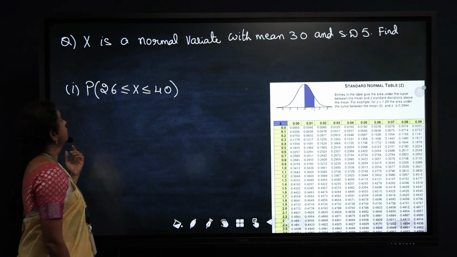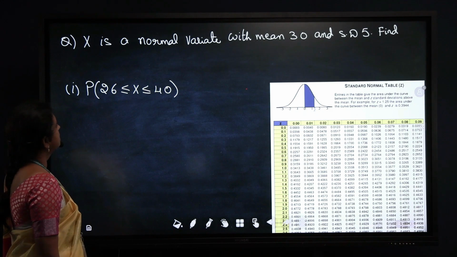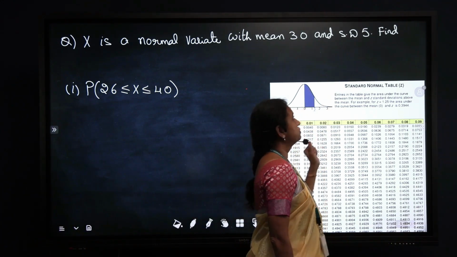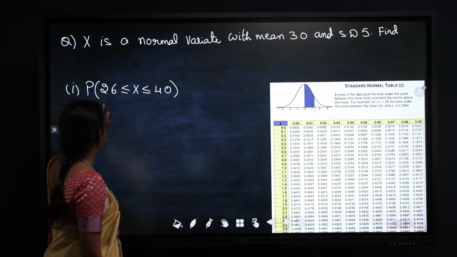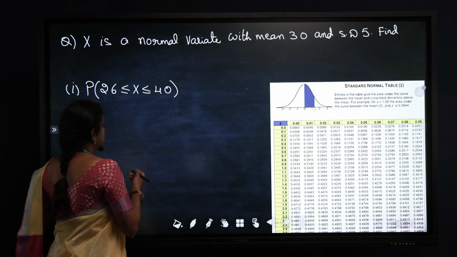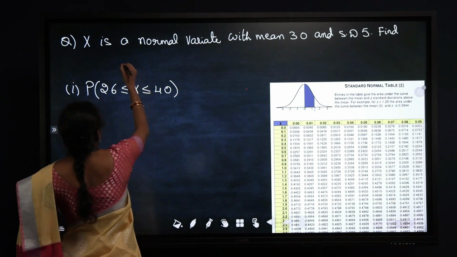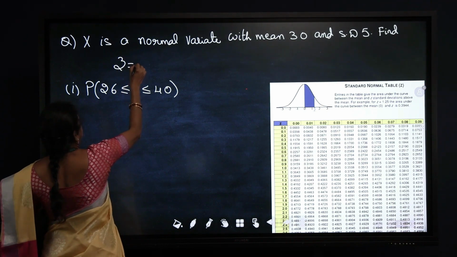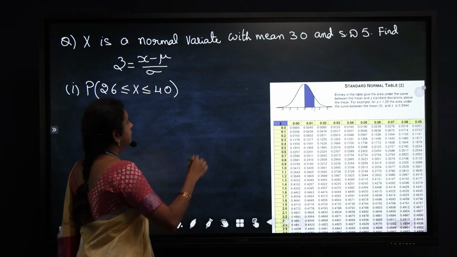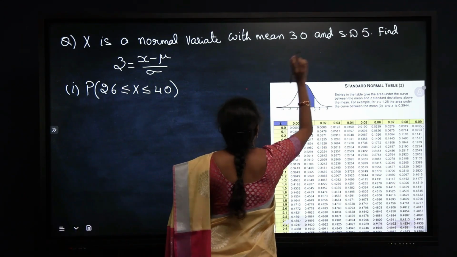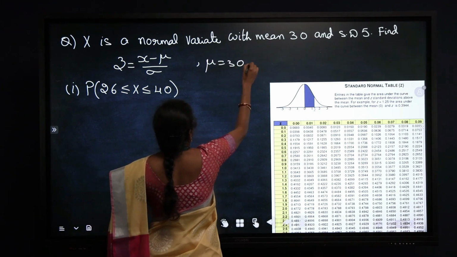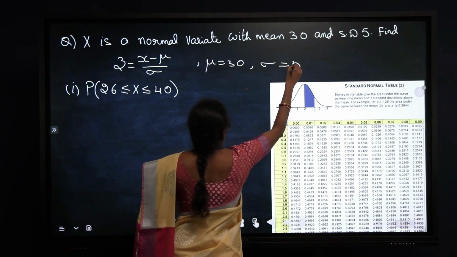Now an example. We are given x is a normal variate with mean 30 and standard deviation 5. We have to find the probability of 26 less than or equal to x less than or equal to 40. Like we have discussed earlier, we'll write down what is z. So z is given by x minus mu by sigma, and here given mean is equal to 30 and standard deviation sigma is equal to 5.